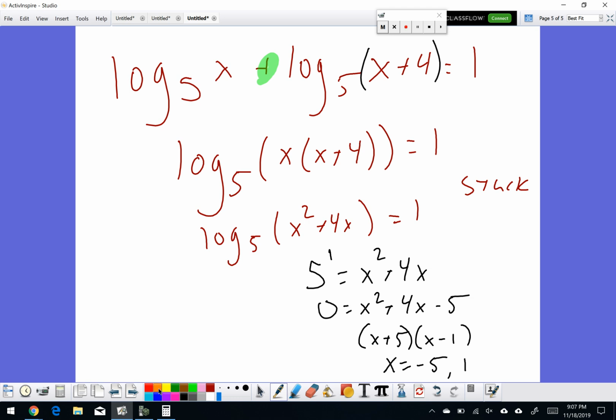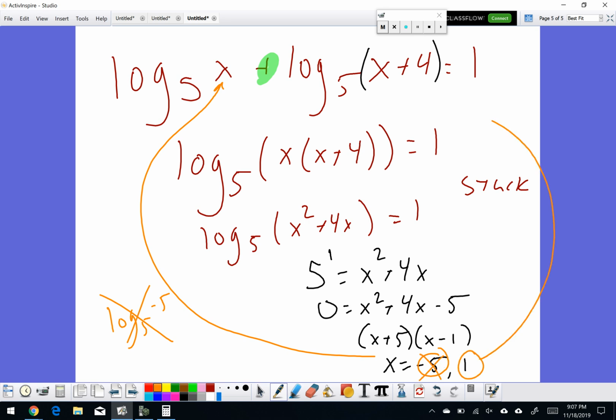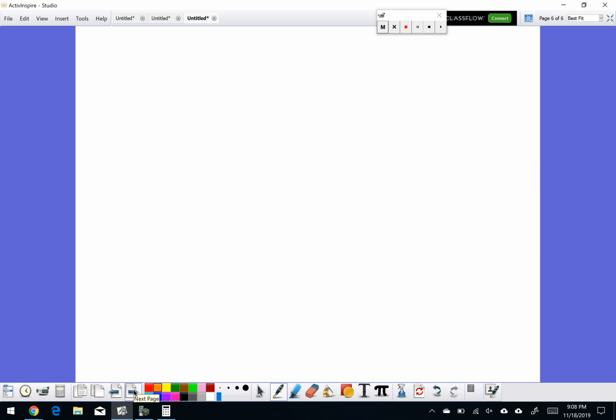As I go ahead and plug it in up here, notice I'm going to plug that negative 5 in for x, and that's log base 5 of negative 5, and that can't happen. So it's not a solution. When I plug 1 in, that's 1 plus 4 is 5, and log base 5 of 5 is good to go. Happy right there, x is 1. Make sure you check your work. It's essential because sometimes, as we're seeing here, there are values that don't work. Okay? Let's go do our next one.